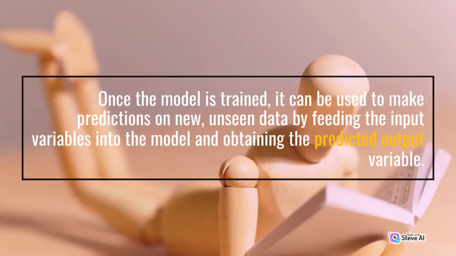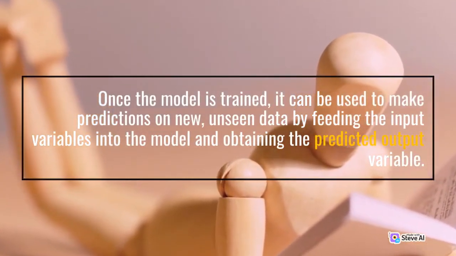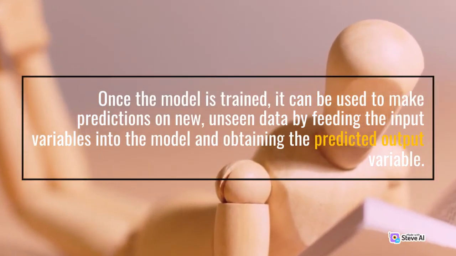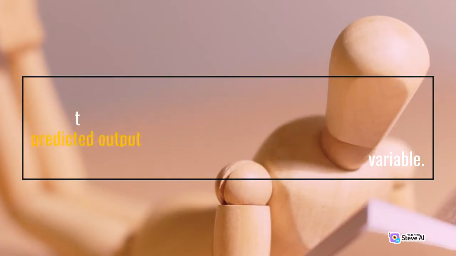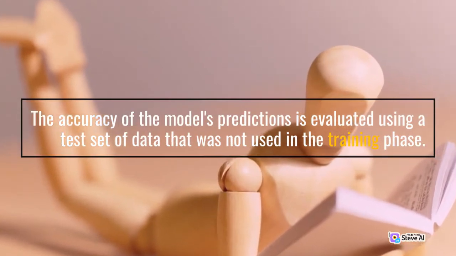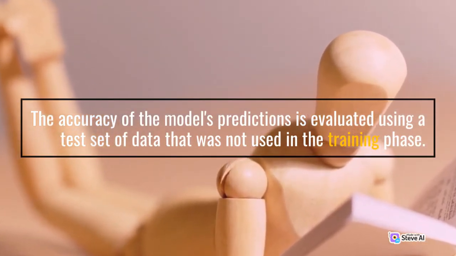Once the model is trained, it can be used to make predictions on new, unseen data by feeding the input variables into the model and obtaining the predicted output variable. The accuracy of the model's predictions is evaluated using a test set of data that was not used in the training phase.